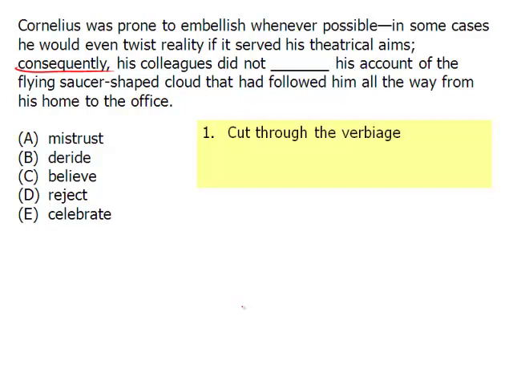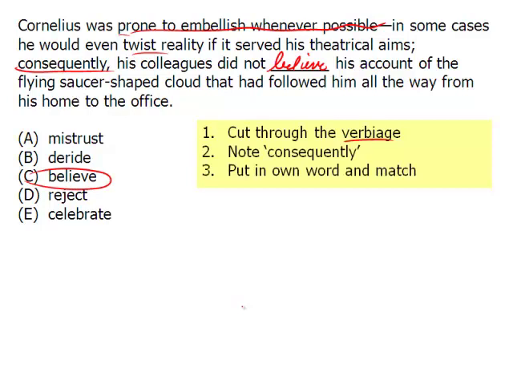So he was basically like to exaggerate. That's all that means. And so I'm getting rid of this. This is my cutting through the verbiage up here. So he would twist reality, and therefore his colleagues did not believe his account. That's all. So he's prone to making stuff up. And just like that, we need a word that means believe. And oh, look, there it is, that easy. Again, we noted the word consequently. We went through, we put in our own word, and we got it that quickly.